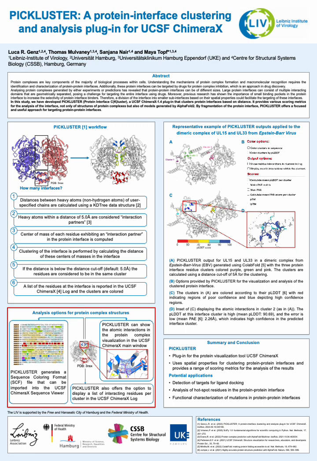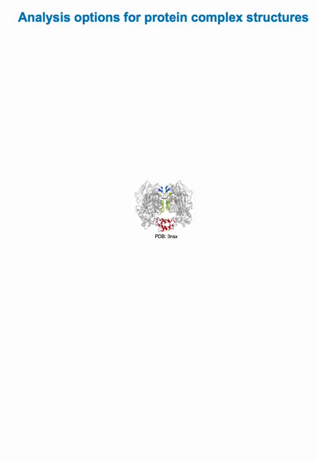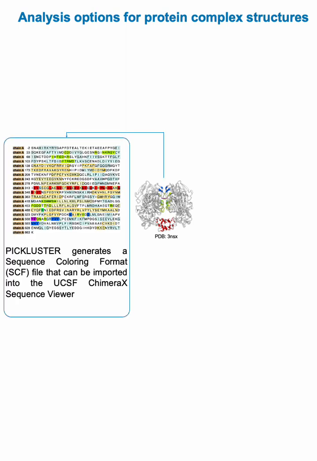PICKLUSTER offers various analysis options for the calculated clusters. So PICKLUSTER automatically colors the clusters and reports a list of the residues in the clusters in the ChimeraX log. But moreover, the user can choose from different analysis options. The first one is to color the clusters in the sequence. For this, PICKLUSTER generates a sequence coloring format file that can be imported into the UCSF ChimeraX sequence viewer and can be also exported for further comparison.